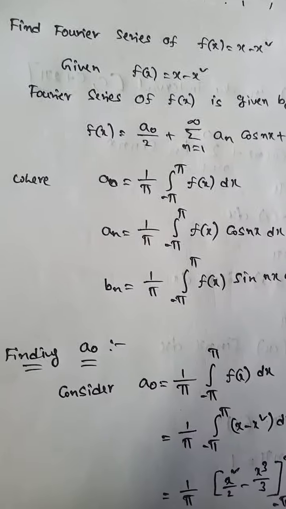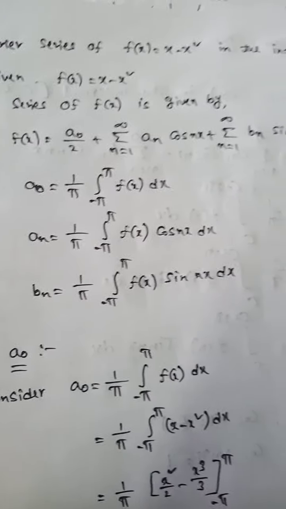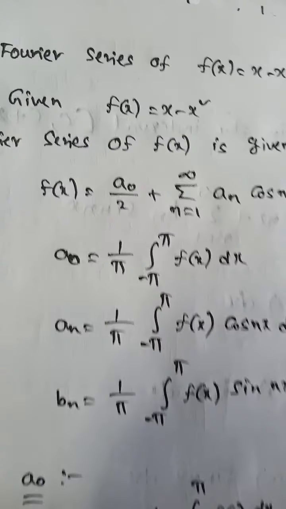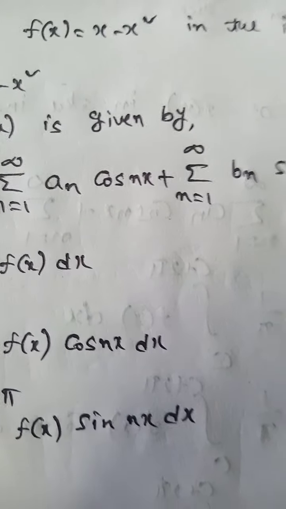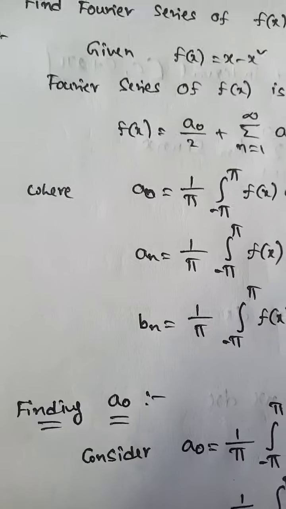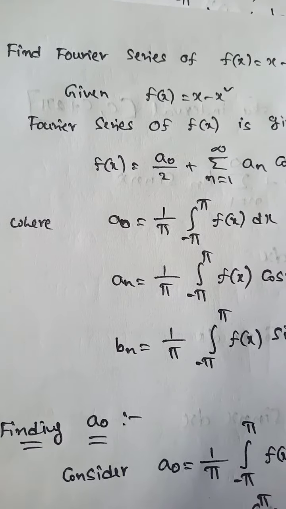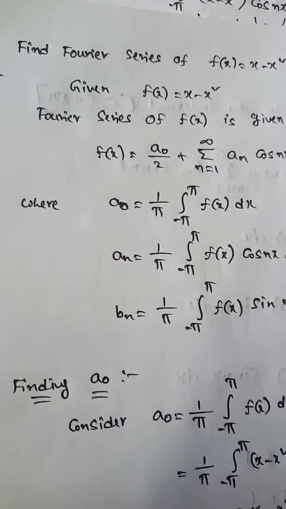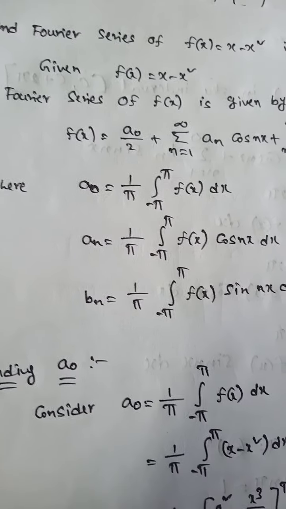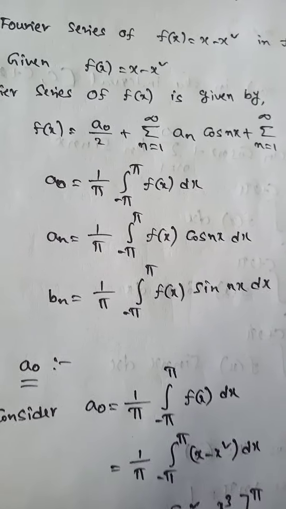Now first write down the formula. The Fourier series of f of x is given by f of x equals a naught by 2 plus sigma n equals 1 to infinity a n cos n x plus sigma n equals 1 to infinity b n sin n x. Let us call that equation 1. The main thing is we should find the a naught value, a n value, b n value, and substitute them again in this formula. Don't forget that f of x equals x minus x square, and the interval is minus pi to pi. First I am writing the formulas for a naught, a n, b n. Those are the three values we have to find.